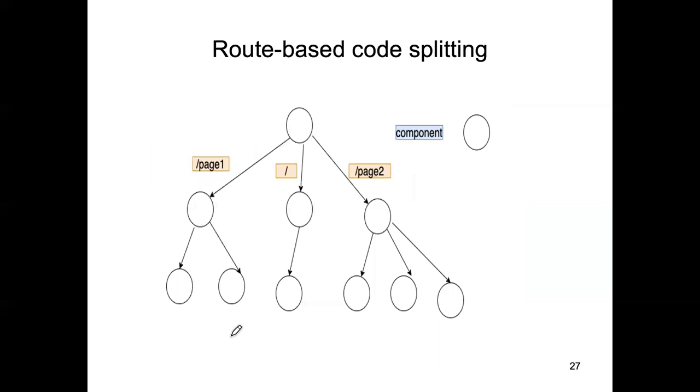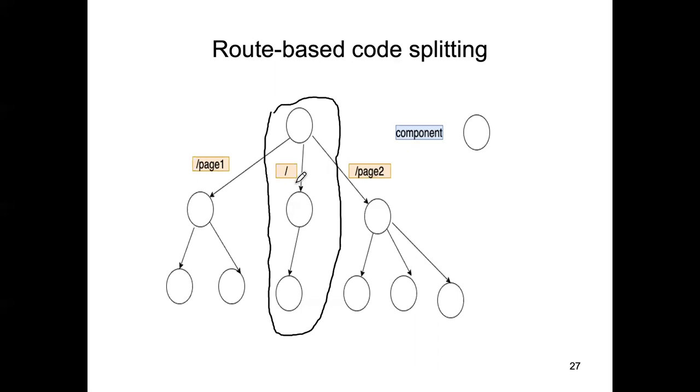Where code splitting really shines is when you've got multiple pages in your app. This is a fictitious app here. I've got an app that has a root page, a /page1 route, and a /page2 route. Presumably all of the components that are linked to the home page would be statically imported.